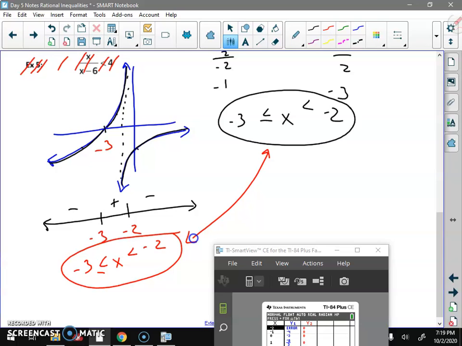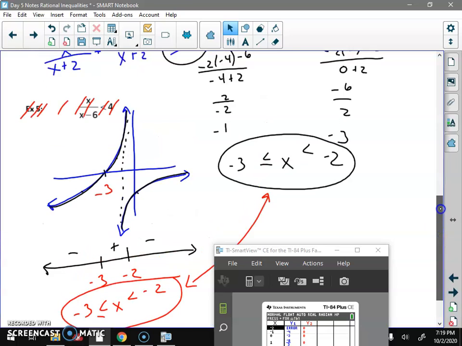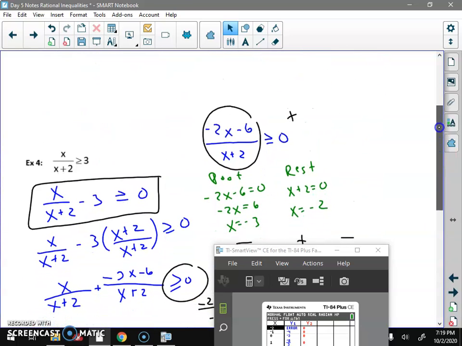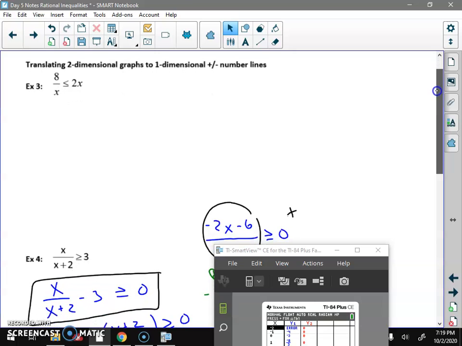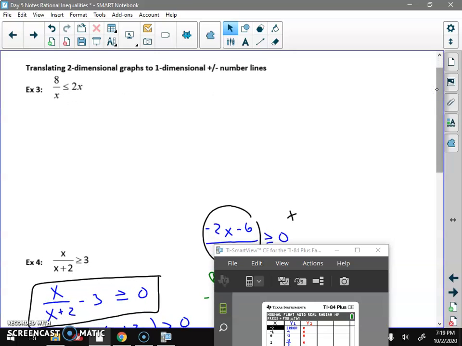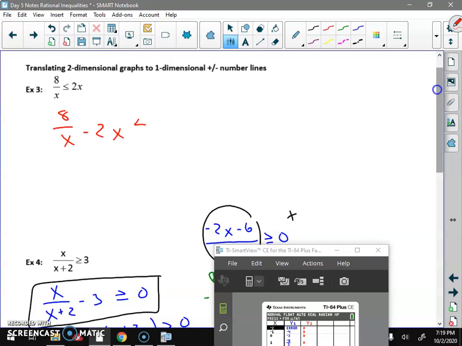So we just took our graphical approach from the other two and applied it to a rational, and it worked perfectly. Looks like we don't have a whole lot of time left. If we wanted to, maybe what we could do is quickly graph this top one and find it graphically. 8 over x minus 2x less than or equal to 0.